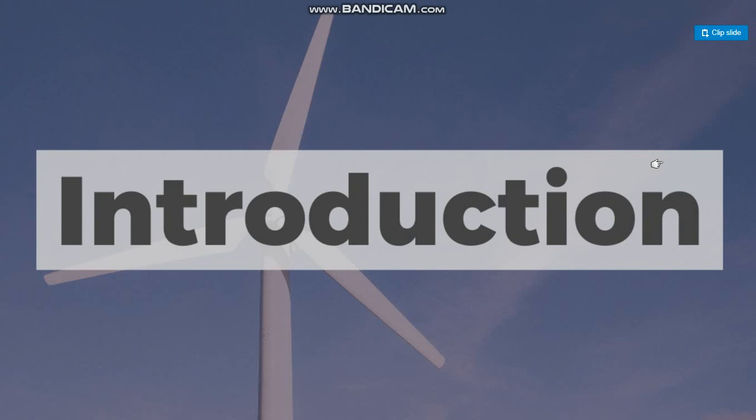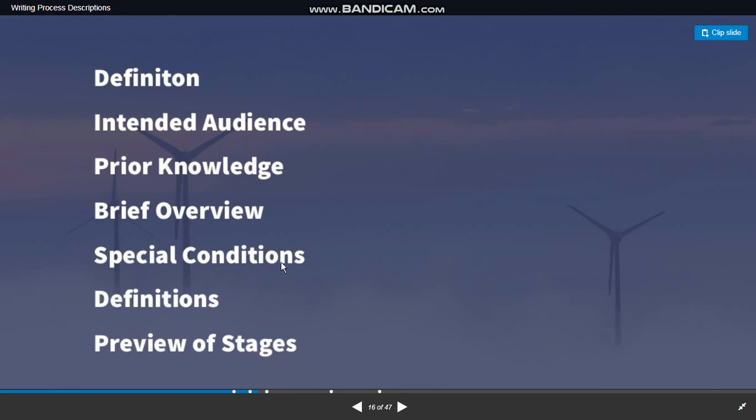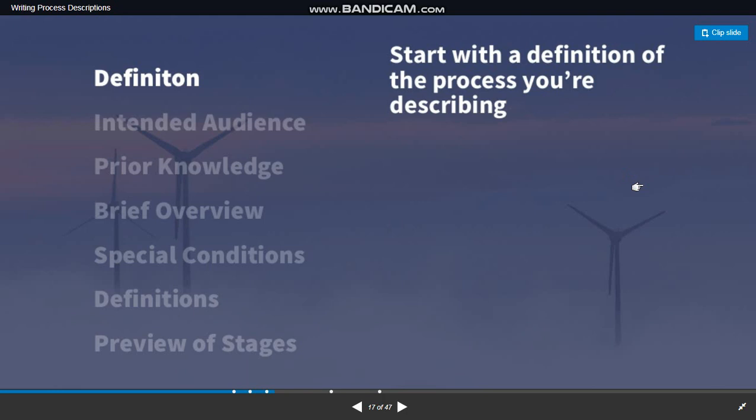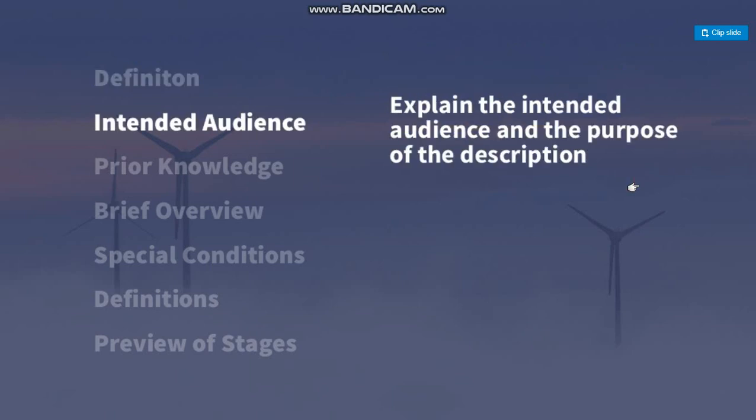And the second part is the introduction. So, there will be definition, intended audience, prior knowledge, brief overview, spatial conditions, definitions, and preview of stages. Definition. What is definition? In the definition part, you should start with a definition of the process you are describing. Intended audience. Explain the intended audience and the purpose of the description.